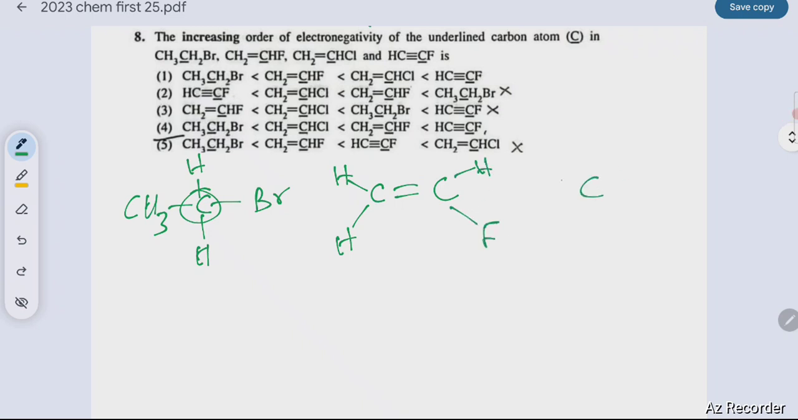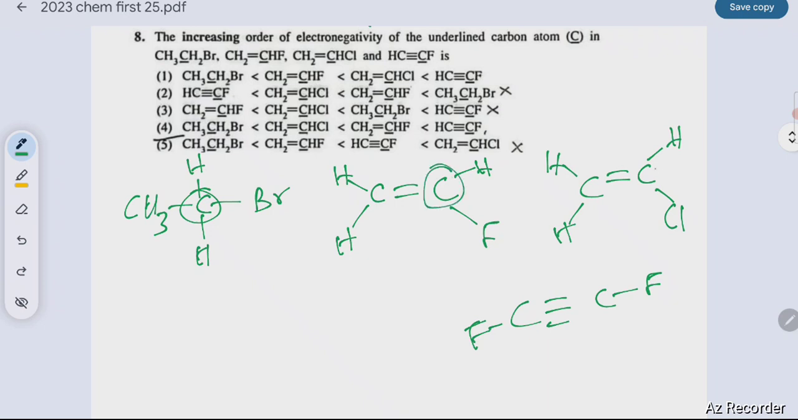Then CH2 double bond CHCl. Then C triple bond CFF. So here we have to consider this carbon, here this carbon and here this carbon.